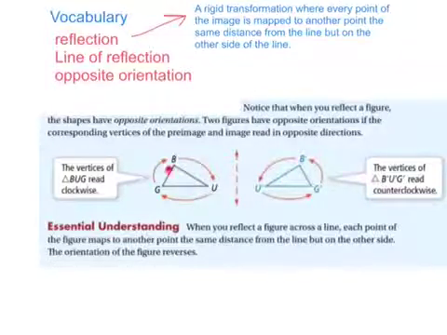Notice that if we do BUG clockwise, over here we do counterclockwise to keep the corresponding angles matched. And that is what's called an opposite orientation, when the corresponding vertices of the pre-image and image read in opposite directions. So it's important to notice that whenever we have a reflection, we will have this opposite orientation occurring.